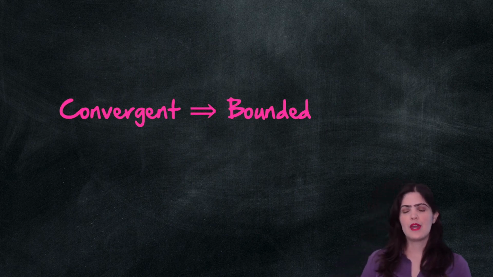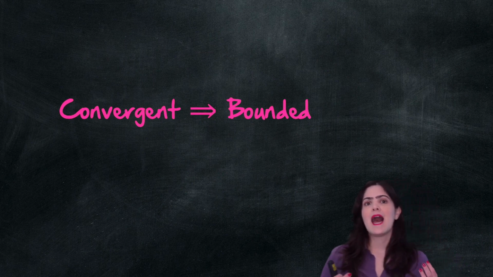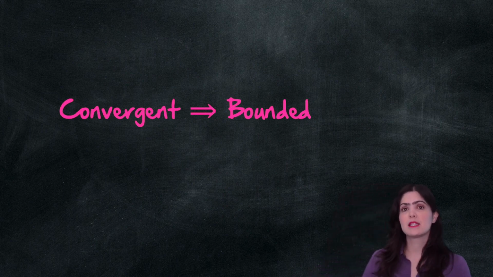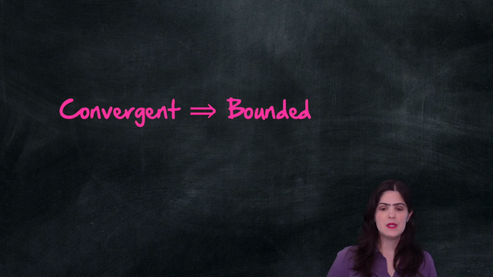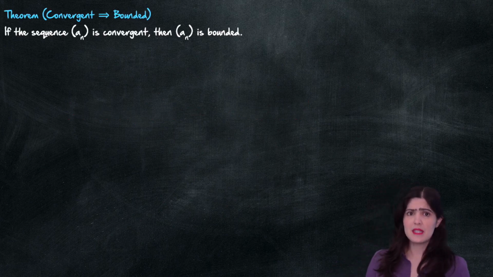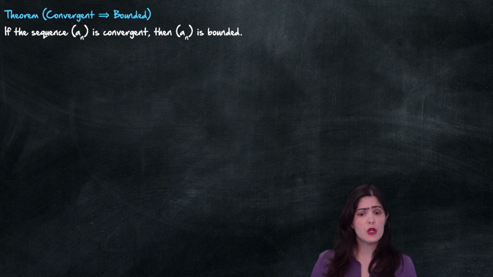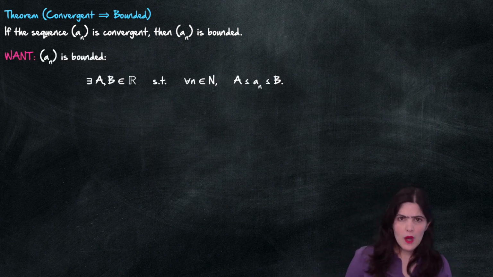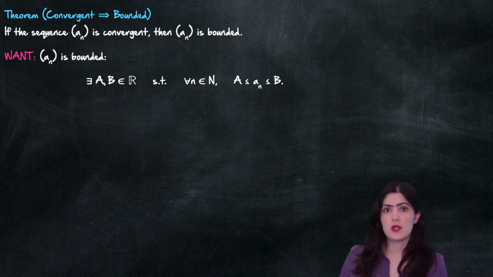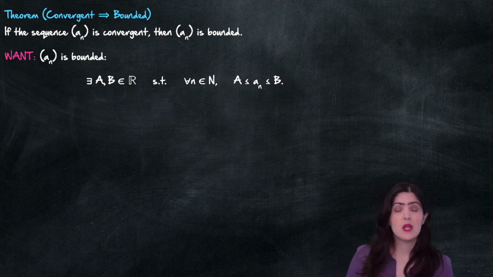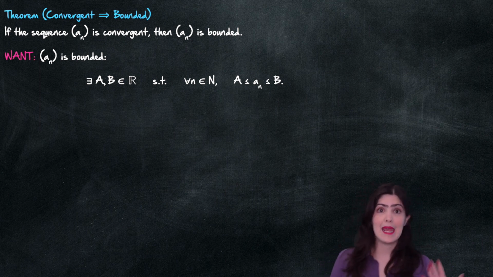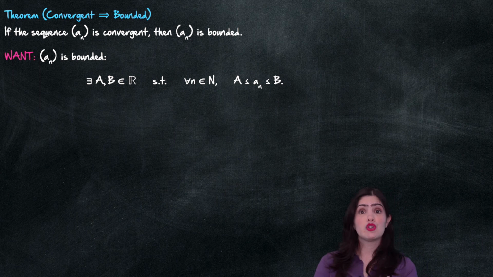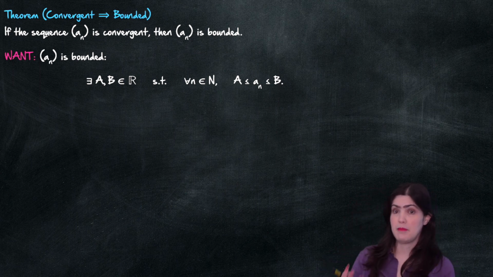Here we're going to show that if I know that a sequence is convergent, then it must be bounded. So the theorem just tells me that if the sequence a_n is convergent, then the sequence is bounded. So what we want to show is that my sequence is bounded. Let's try to write down what that means. Well, that means that there exist A and B in the real numbers, such that all the terms of my sequence are in between A and B.